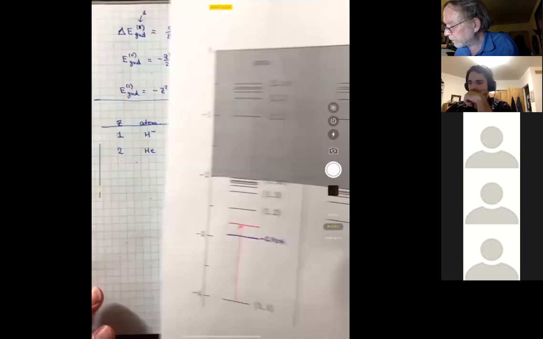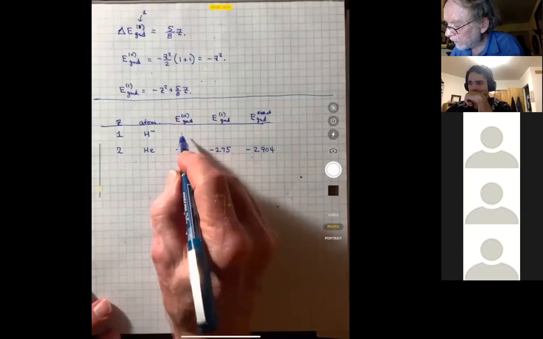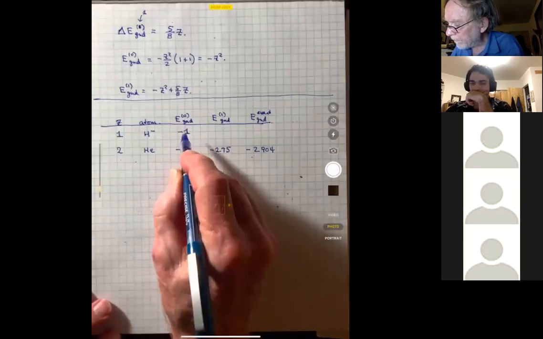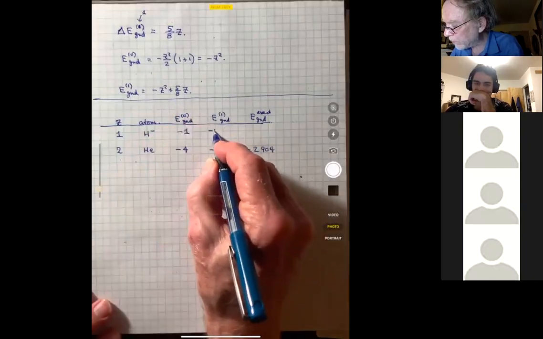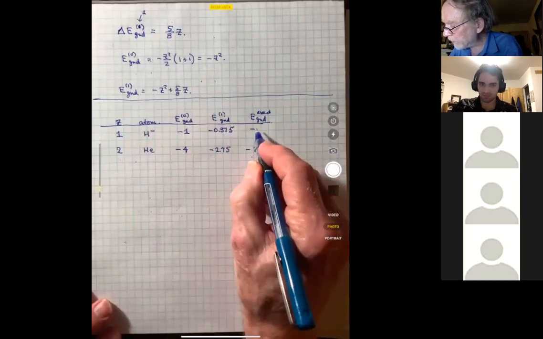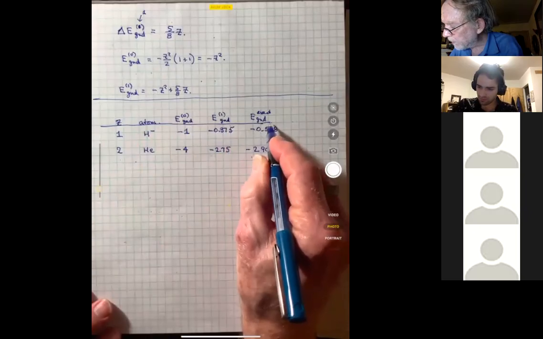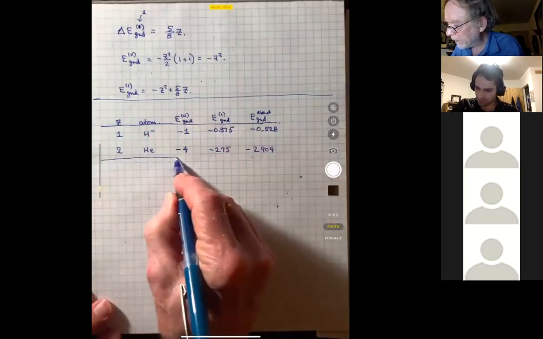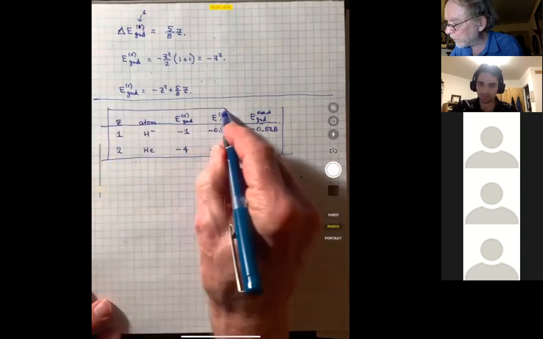All right. Now, what about H minus? Here the ground state energy is -1 because it's just Z squared. If I add 5/8 to it, I get -3/8, which is minus 0.375. And the exact ground state energy is minus 0.528, as we know from experiment. Okay. So this table then summarizes the result of first order perturbation theory on the ground state.